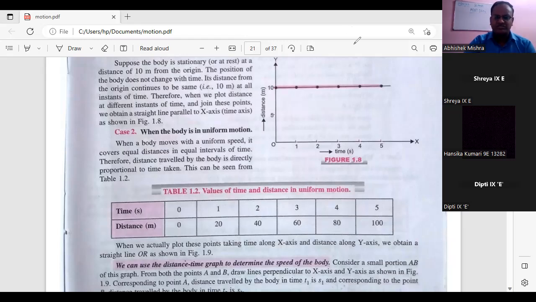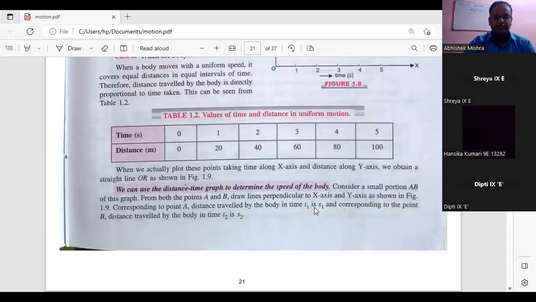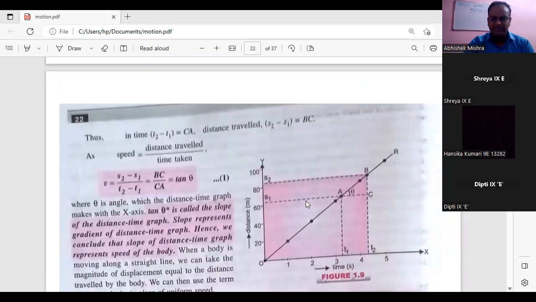What you can see in this data is that for every second, the distance is changing uniformly. And what is the difference? That is 20 meter. So this is the case of uniform motion, because when the body covers equal distance in equal intervals of time, it is said to be uniform motion. Till this we discussed in the offline class, and I told you that day we ended our class that from the distance time graph we can determine the speed of the body. Here there are two possible ways.